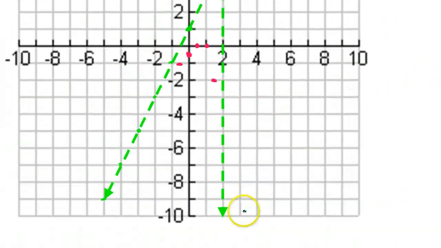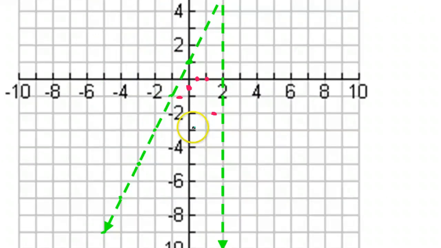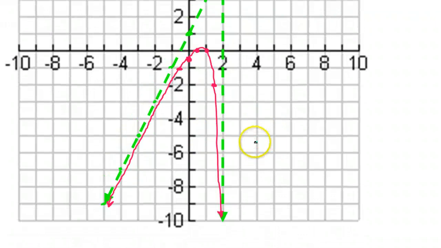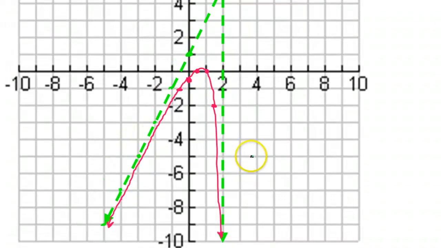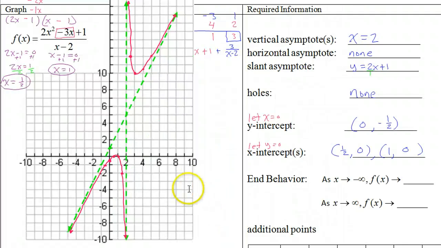Anyway, we have enough information to go ahead and draw this branch as well. Okay, it looks something like that. Alright. Okay, so the graph viewed as a whole is going to look something like this.